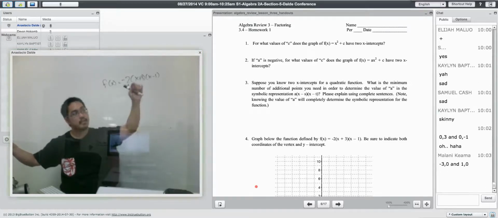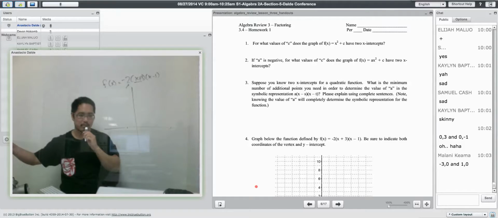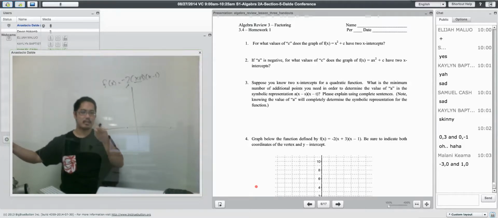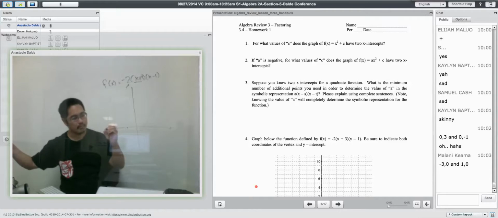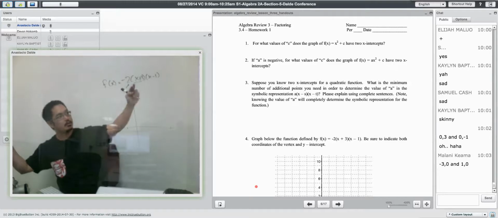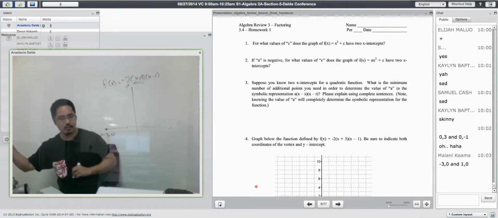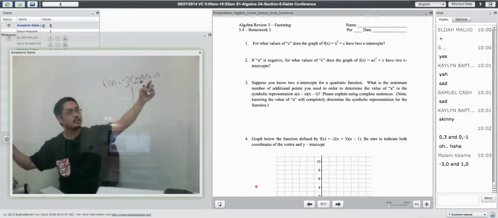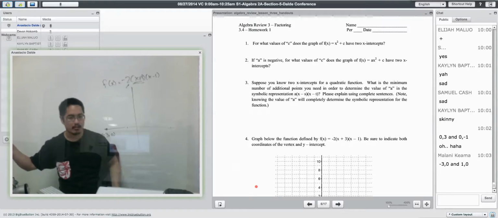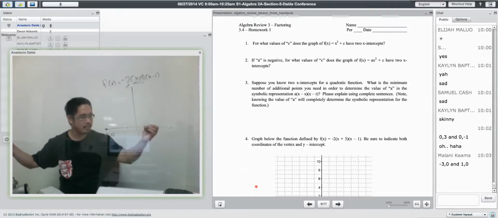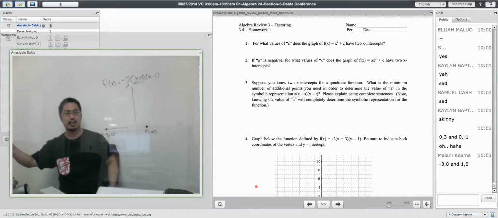What do I need to plug in here to make this thing 0? There we go, Melanie. It's -3, 0. Because I'm going to take that -3 and plug it into here, and that makes that first term 0. And it doesn't matter what the -2 is and the second one is, because if the middle one's 0, and you're multiplying all of these things together, the whole thing's going to be 0. All right? And yes, Melanie, I agree with you. 1, 0 is also your x-intercept.